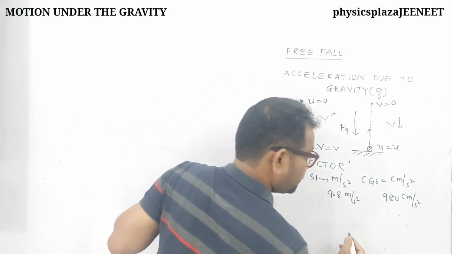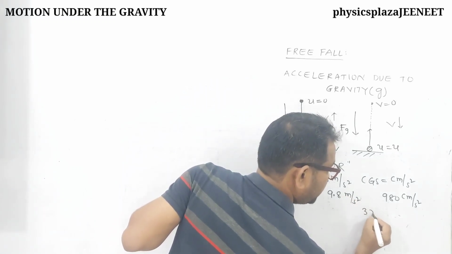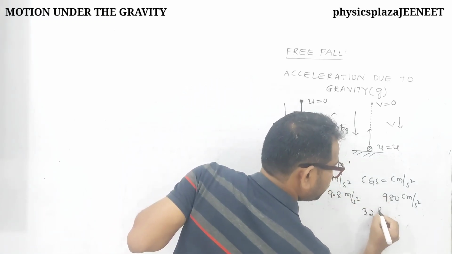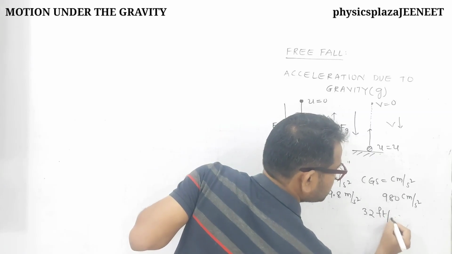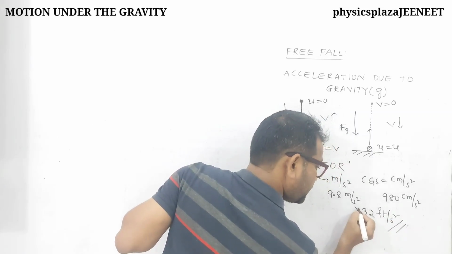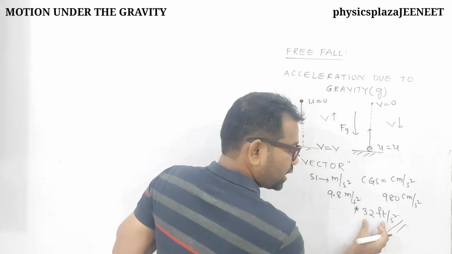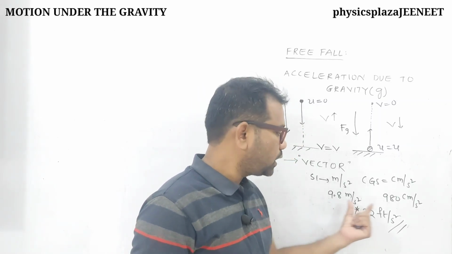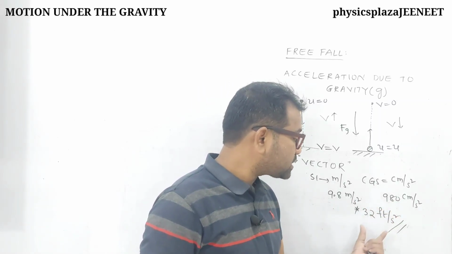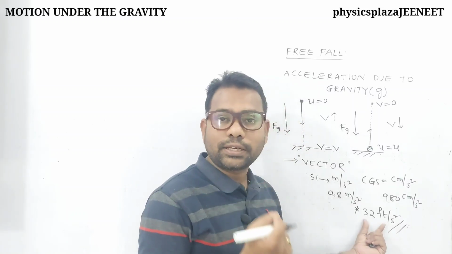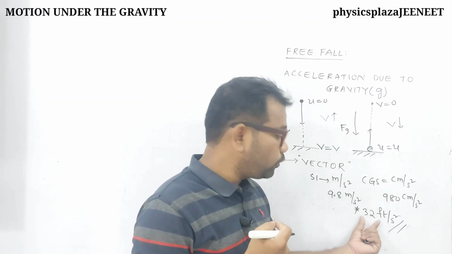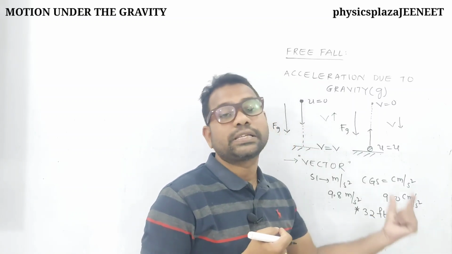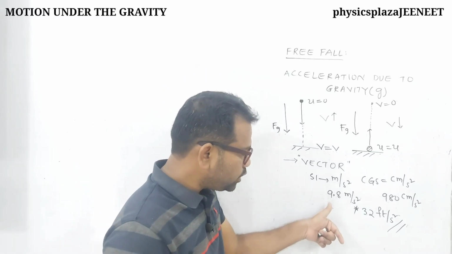Children, in the foot system, it is very important. It is 32 foot per second square. So this is very important. In some standard books, this value is given. Of course, generally we use 9.8 meter per second square, if not 980 centimeter per second square. But in some standard books, they will give you the acceleration due to gravity value in feet, so 32 foot per second square. But mostly we will be using 9.8.